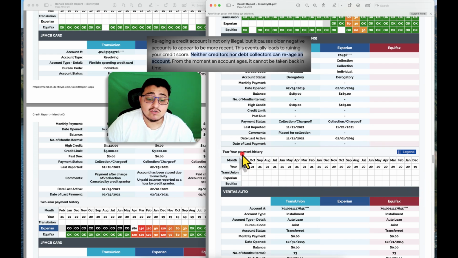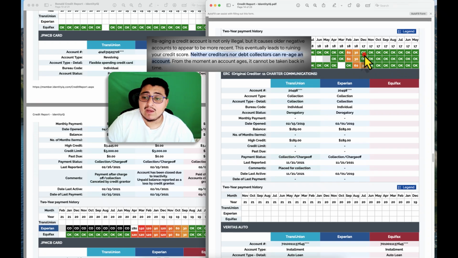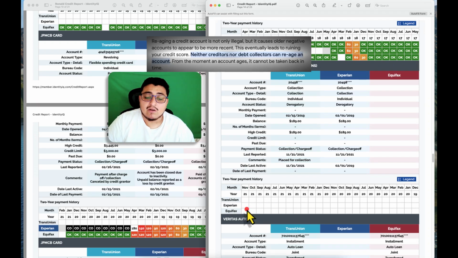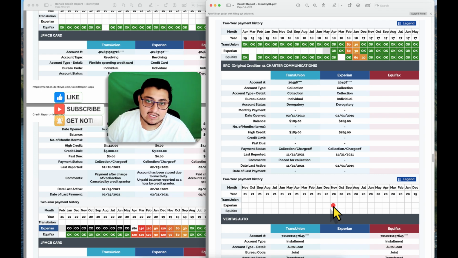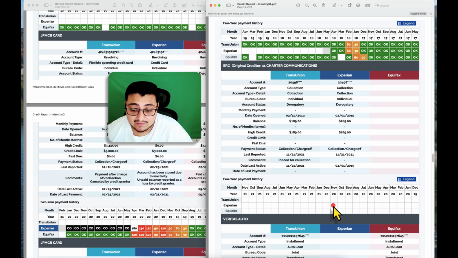A collection account should not have any late payments grid. You see how this one says okay, 30, 60, okay? A collection account cannot have that, because obviously it's a collection. It would be hypocritical for them to have late payments when a collection account is the reason why it's in collection, because of late payment. And there weren't any payments made on a collection account. So just a heads up.